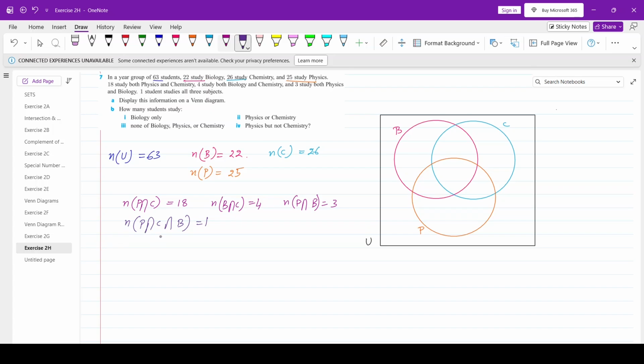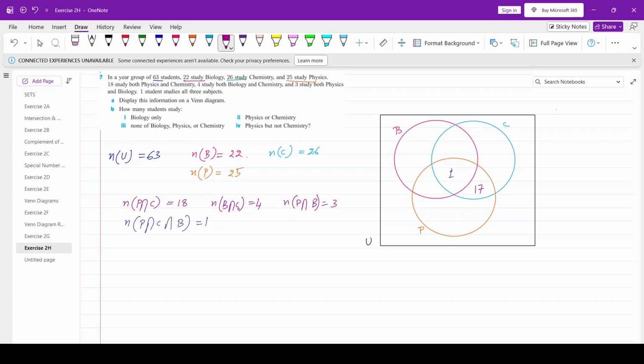So we start from the deepest level of intersection, that is intersection of 3. So from here, P intersection C intersection B is this part. This comes under all the 3 sets. Therefore, we can write this 1 over here. Now we move on to physics intersection chemistry, that is this part. Physics intersection chemistry has 18 students, out of which 1 we have already written. That means 17 remain in this part.